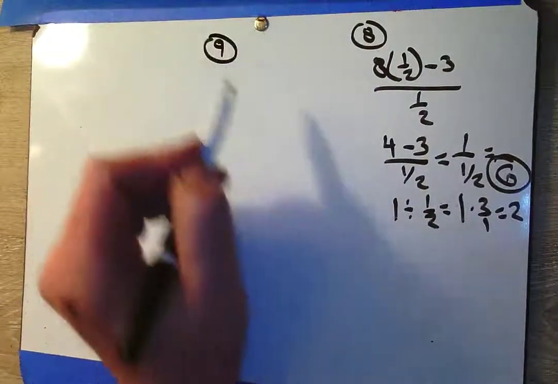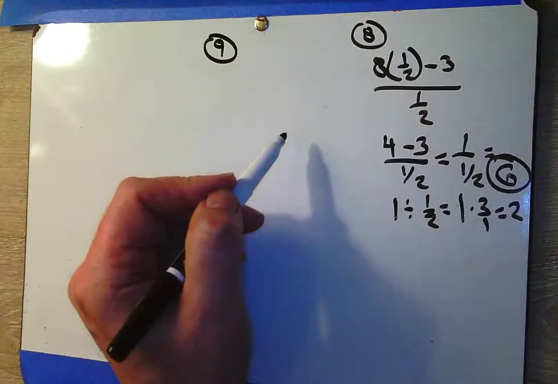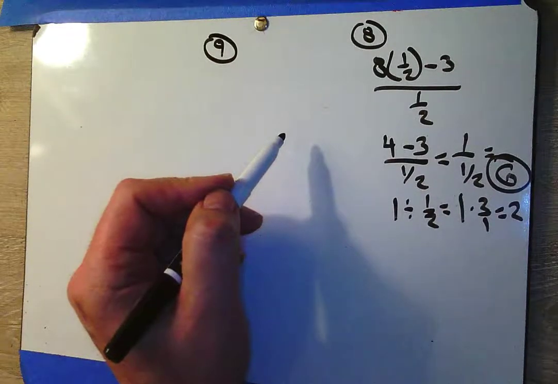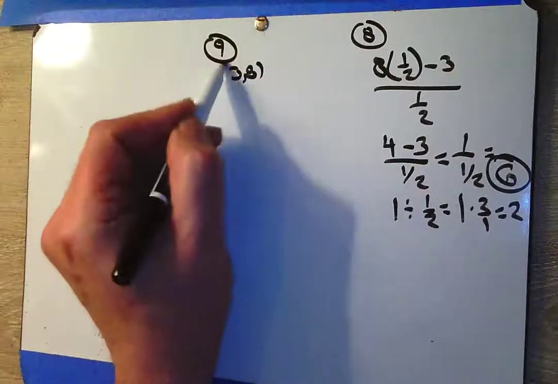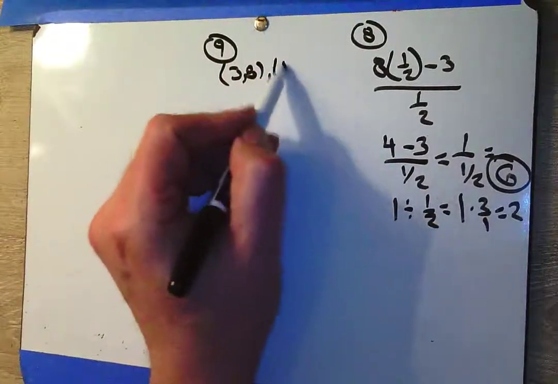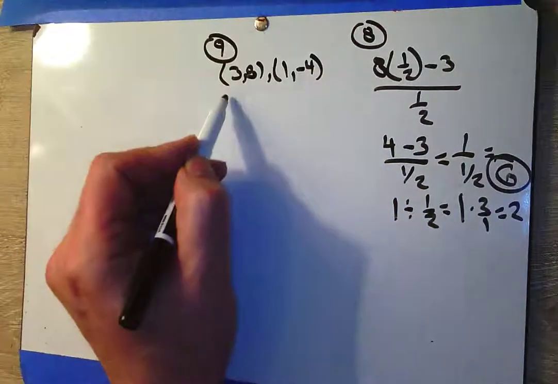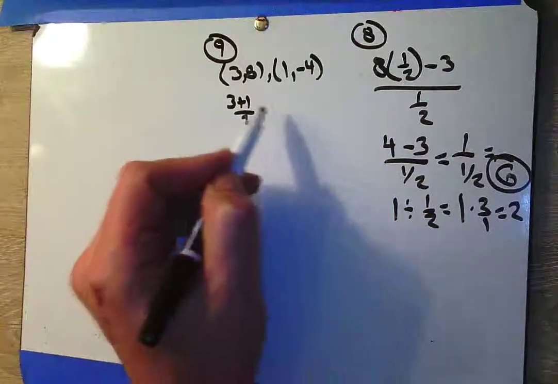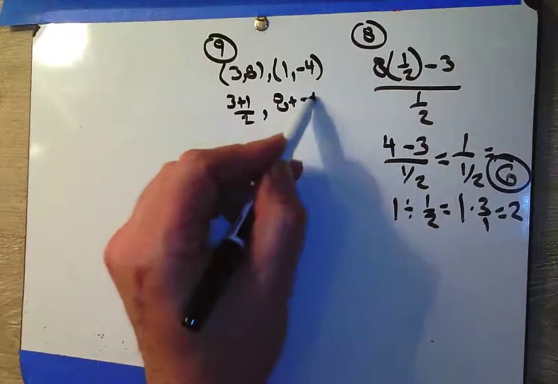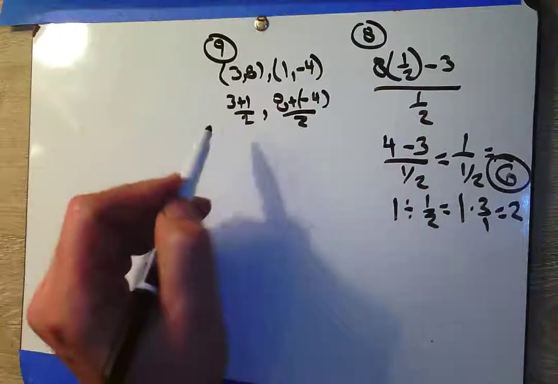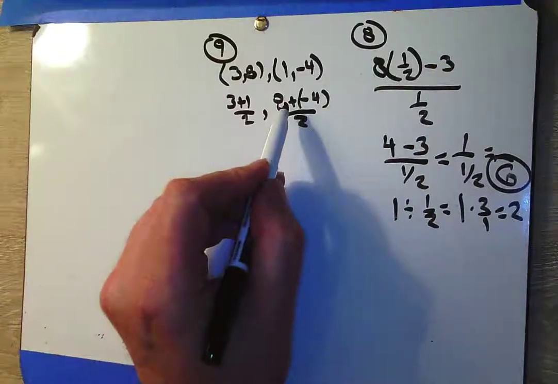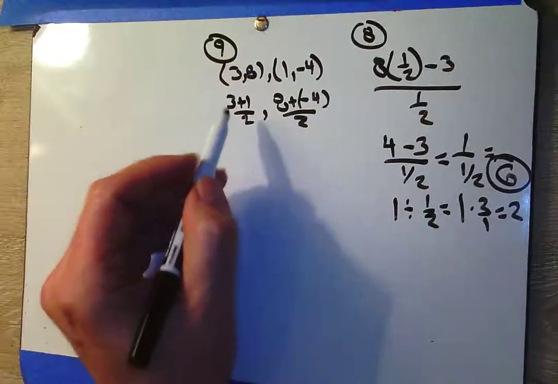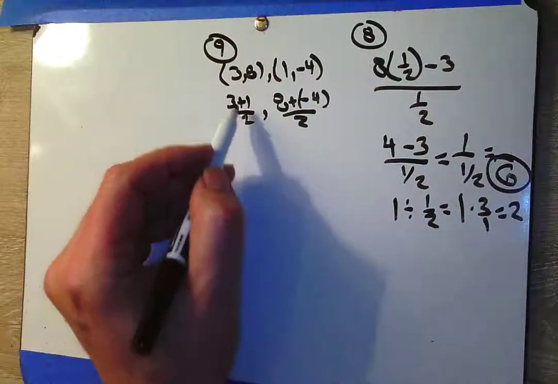9. Standard xy coordinate plane. What is the midpoint if the endpoints are 3, 8 and 1, -4? Well, 3 plus 1 divided by 2, 8 plus -4 divided by 2. So I average the x's and I average the y's to find the x and y coordinate of the midpoint.